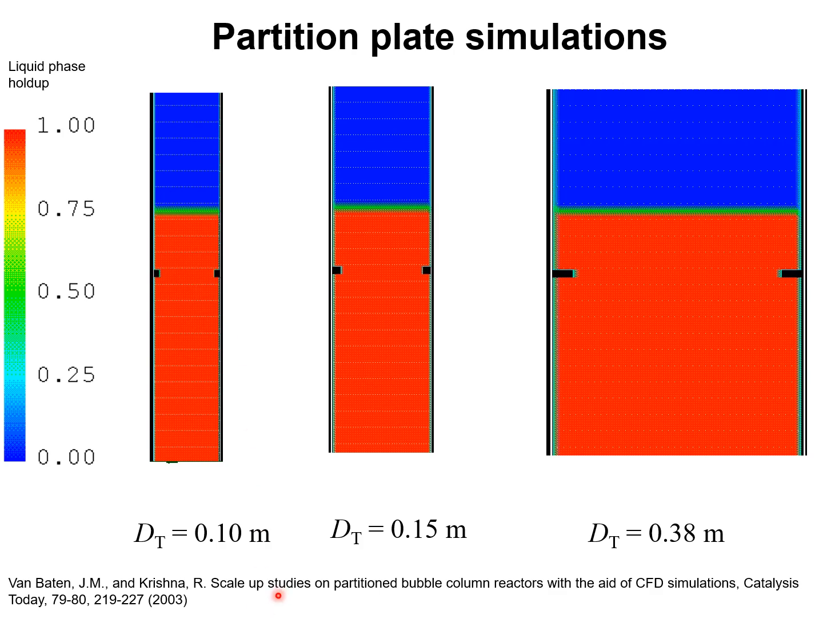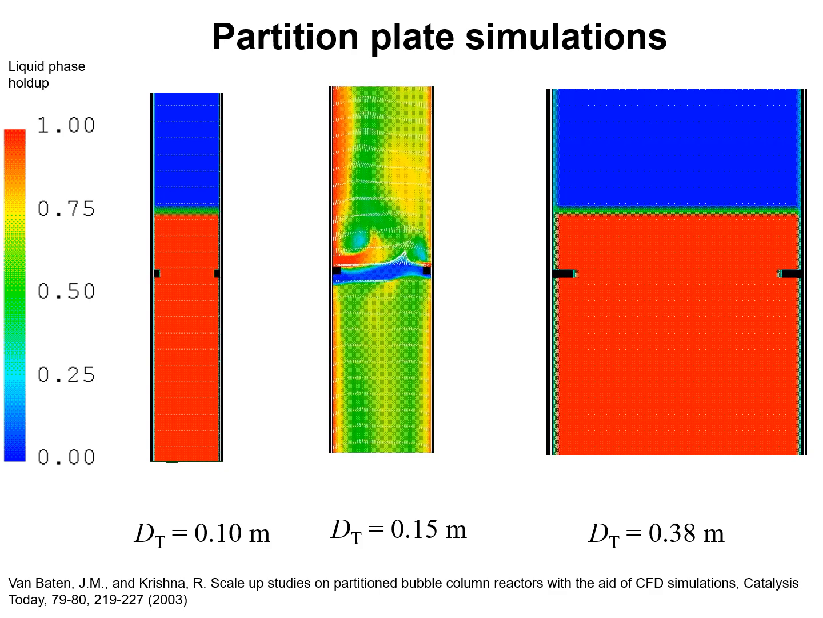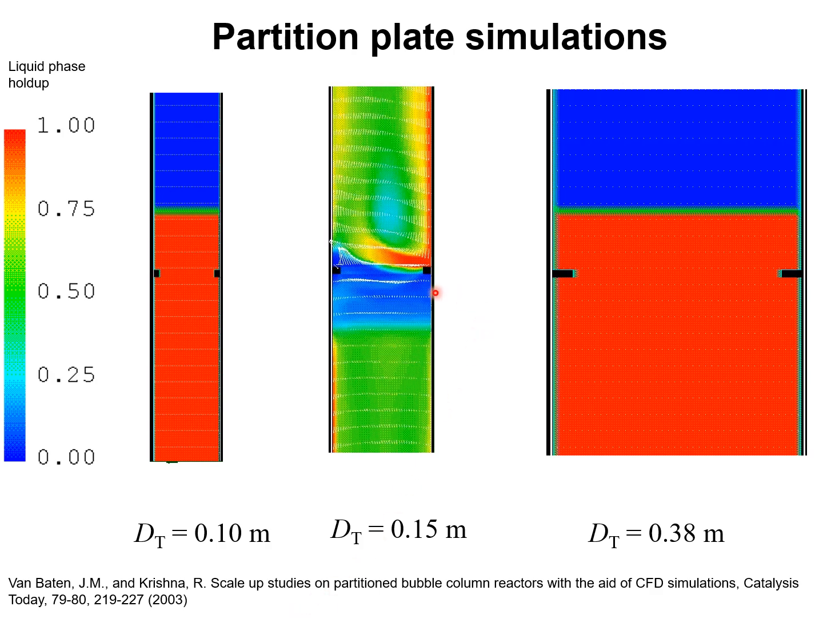Let's move on to a column of 15 centimeters in diameter and have a look at the animations of the CFD simulations. Again, we see the buildup of gas cap below the partition plate, but in comparison with the gas cap for the 10 centimeter column, the gas cap here is considerably shorter in height.